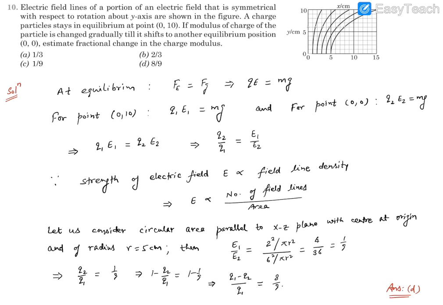Once we are able to do this, it's done. From this equation we find Q2 upon Q1 comes out to be 1 by 9. Subtract these from 1: 1 minus Q2 by Q1 is equal to 1 minus 1 by 9. The left hand side becomes Q1 minus Q2, the change in the charge, divided by the initial charge. Basically that is the fractional change in the charge, which is what we are supposed to estimate. So the fractional change in the charge is 8 by 9, and we can see option D is 8 by 9, which is the correct response. Thank you.